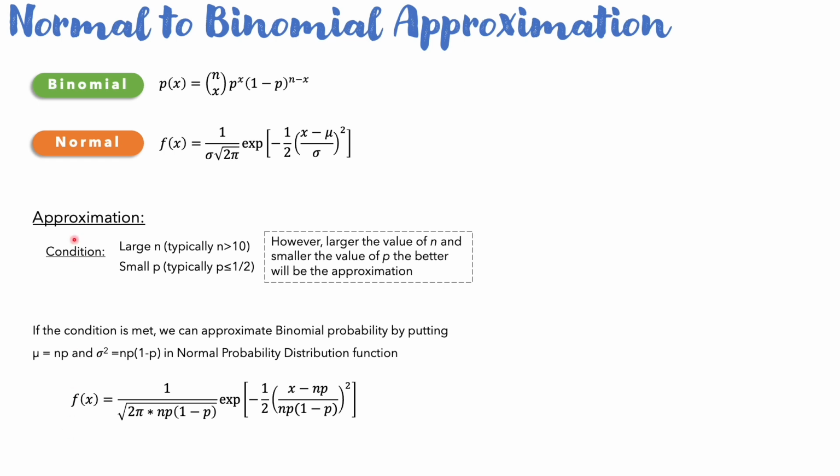Now you know that normal probability distribution is a continuous probability distribution, while binomial is discrete probability distribution, right? So in order to apply that on binomial, we have to make continuity correction also, because binomial is discrete and normal is continuous. So we have to make continuity correction. How can we do that?